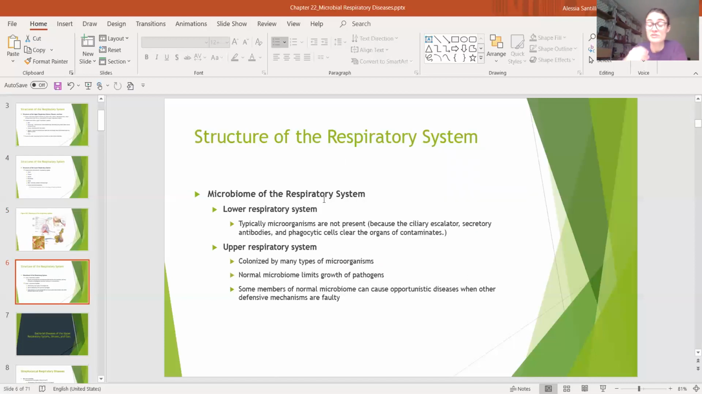So the microbiome of the respiratory system: in the upper respiratory system, that's the part that's most exposed to the environment, so you do have a very well-established microbiome and bacteria there. But when you go below that, to your lower respiratory system, that's when you typically don't have any microorganisms.